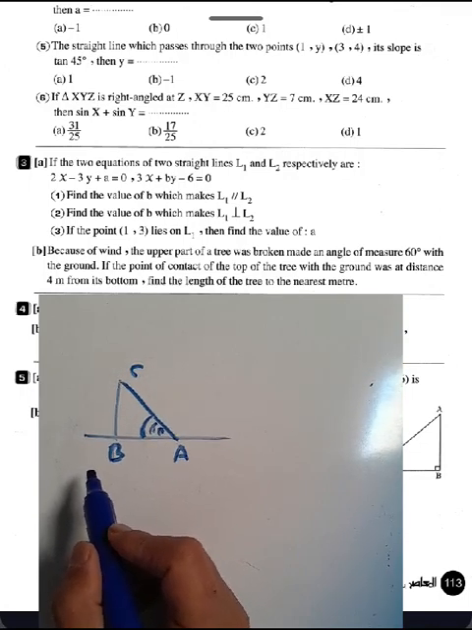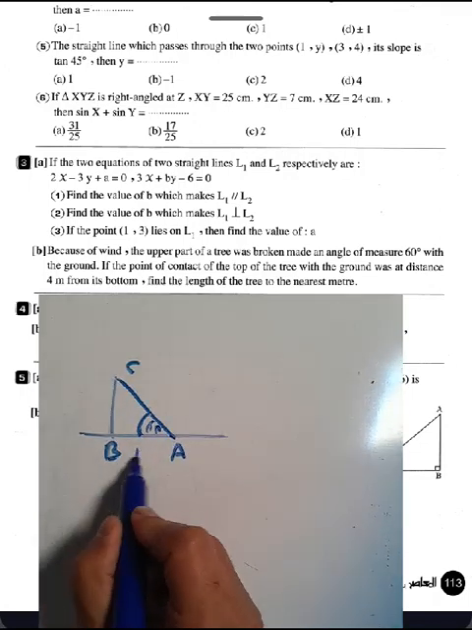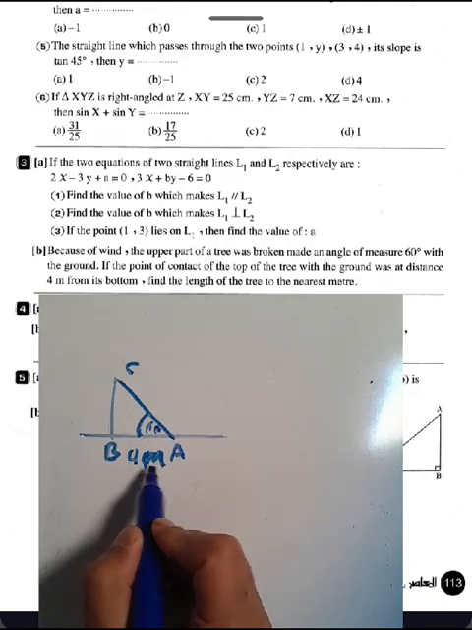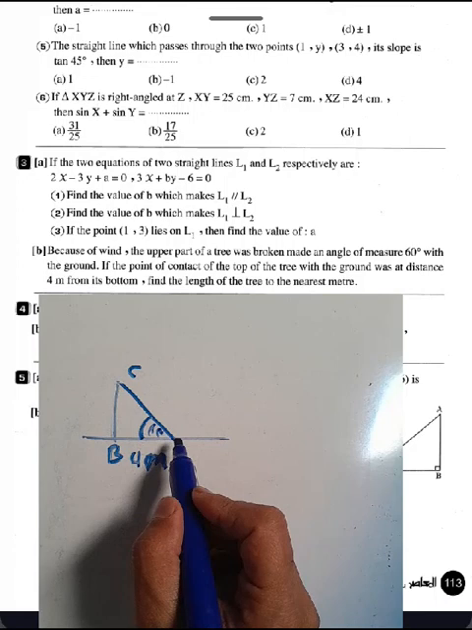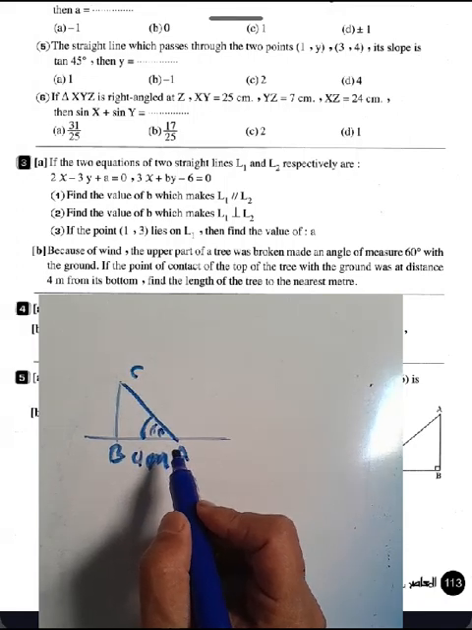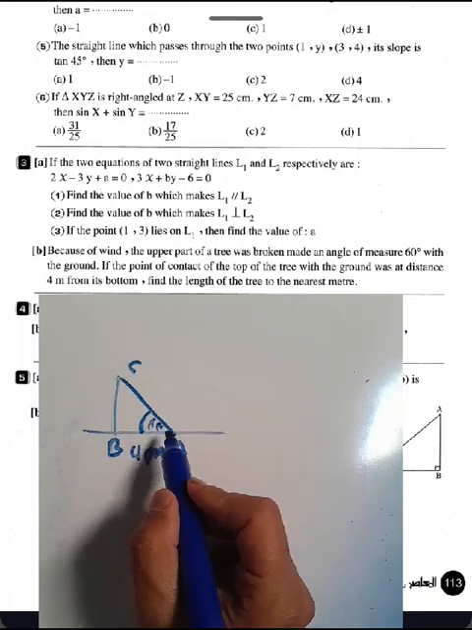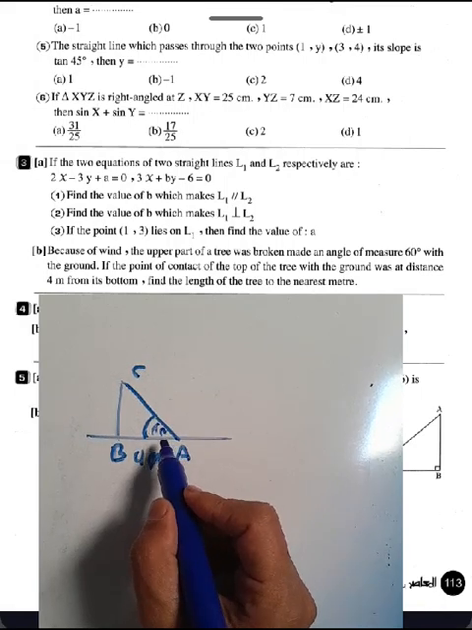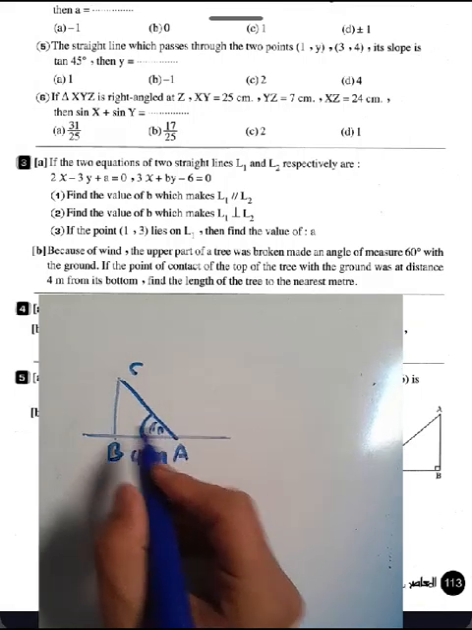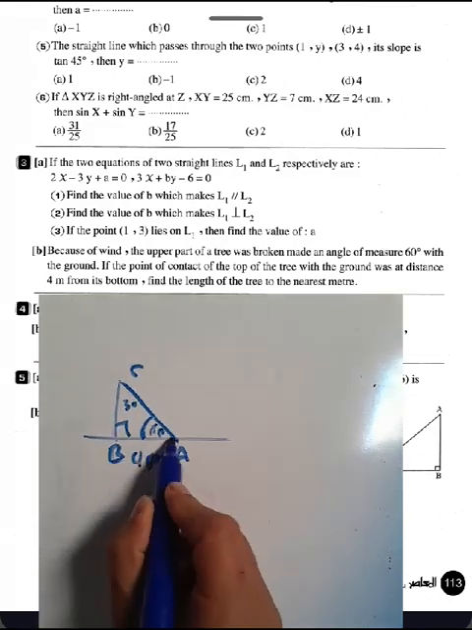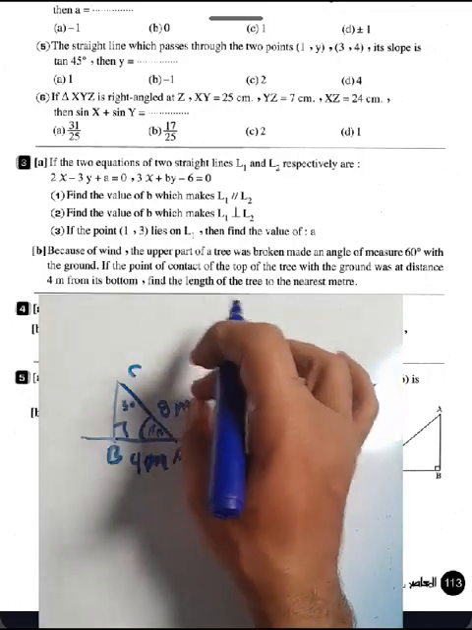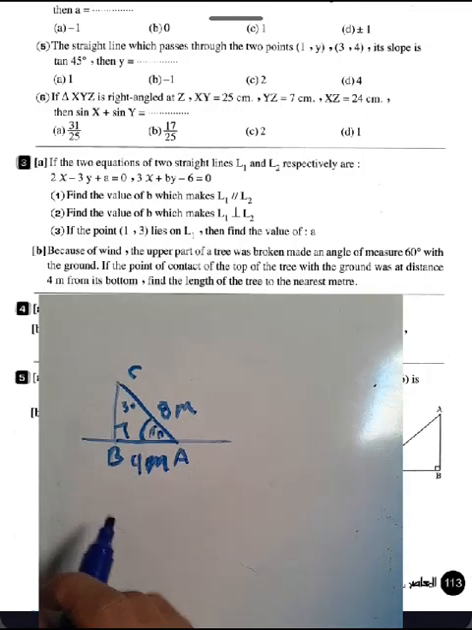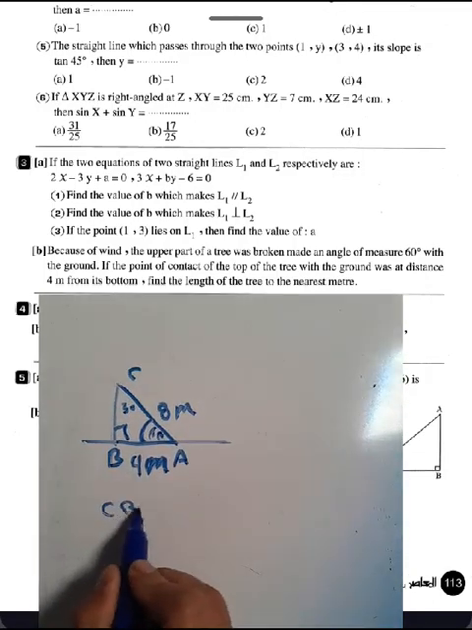We have AB equal to 4 meters, and we want to find the length of the tree, and he gives us the angle 60. It's a right angle triangle with angle 60, so 4 is half of 8, then side length CA will be 8 meters. To find the length of the tree, we want CB plus CA.